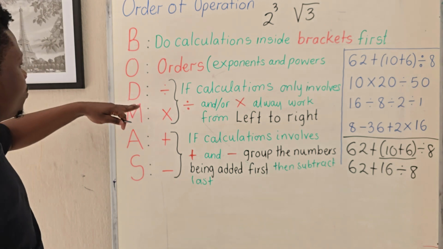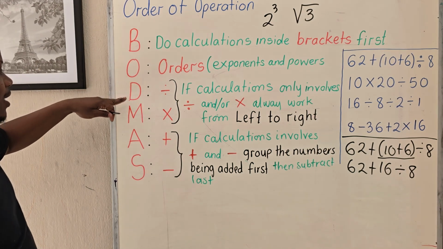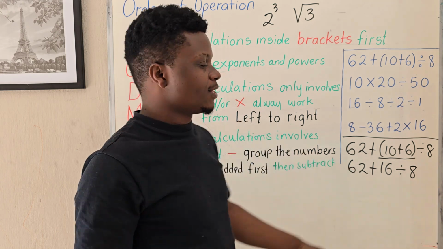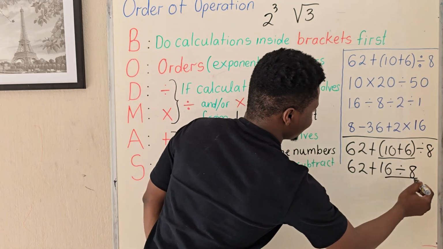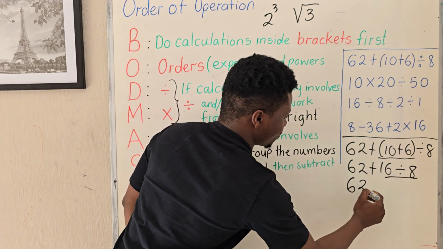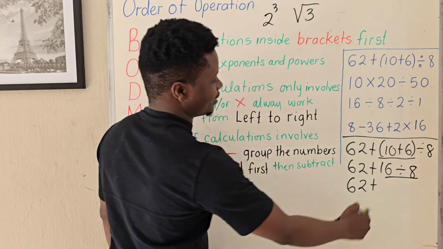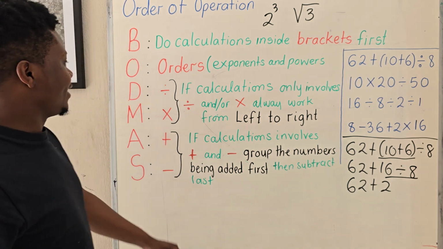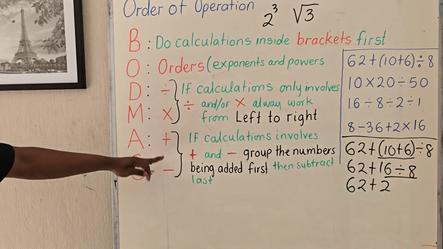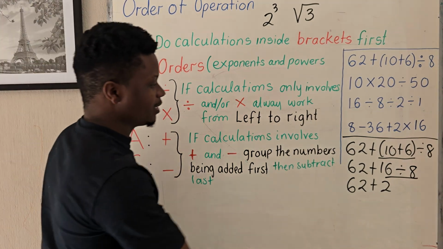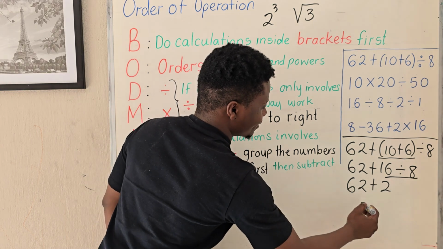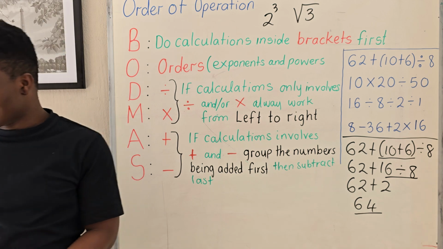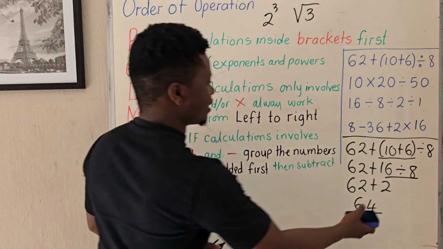We move on to division. Do I have division and multiplication right next to each other? No, I only have division. So I start by dividing first. So that's 62 plus, let's divide first, 16 divided by 8. We all know that's 2. And after that, do I have addition and subtraction? I only have addition. So I add 62 plus 2, we get 64. As simple as that. Let's do the next example.